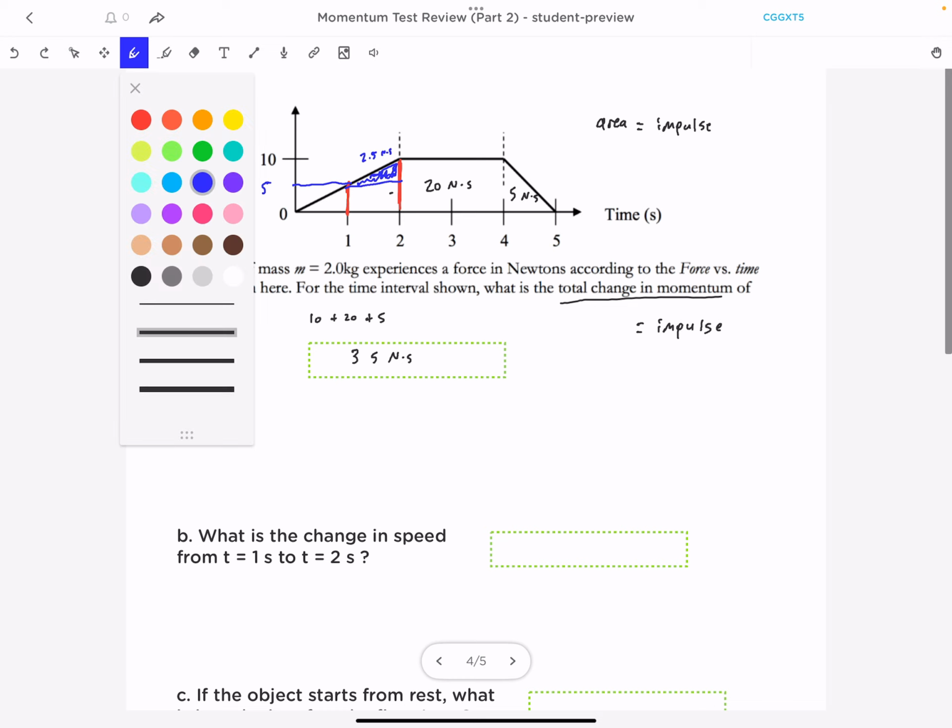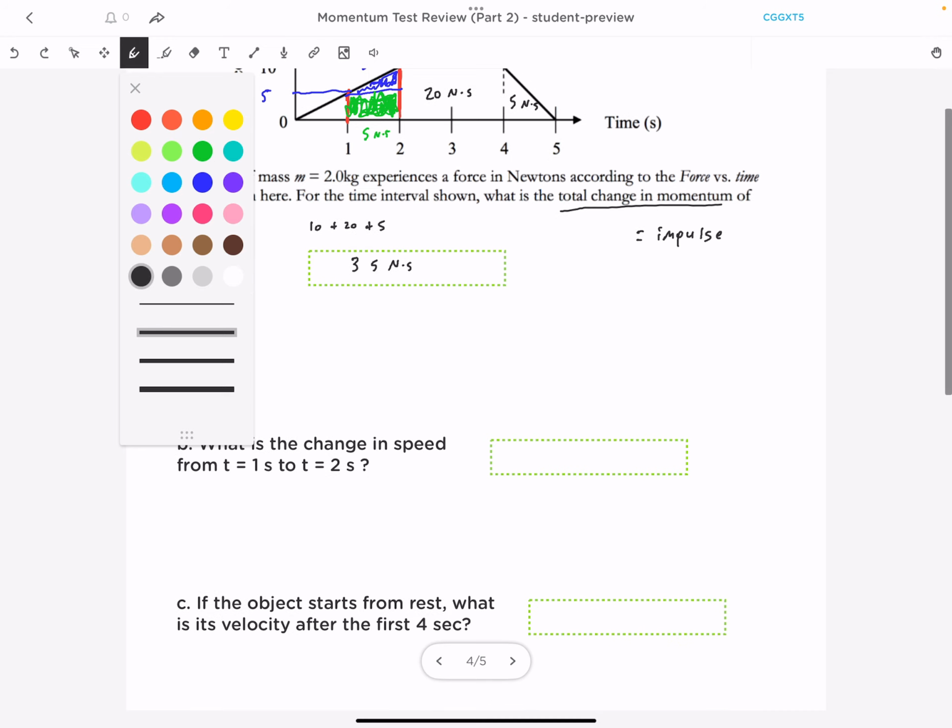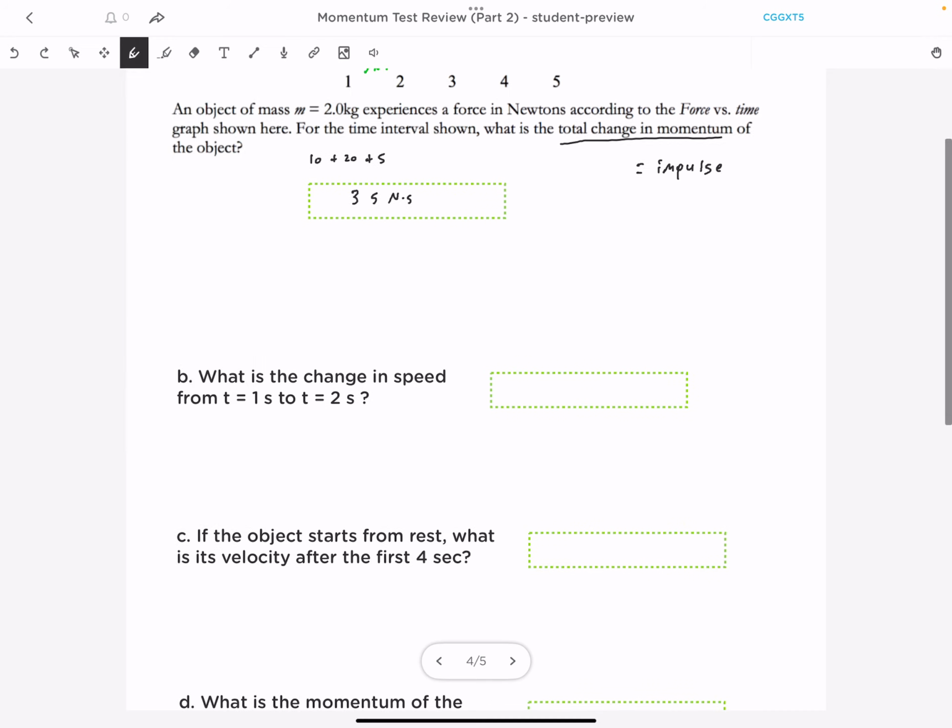And then this area, let me use a different color. This area over here is just a rectangle, right? So it has a height of 5, a base of 1. And multiply that together, we get 5 Newton seconds. All right, so here we know that the impulse, right? So the impulse from t equals 1 to t equals 2 is equal to 7.5 Newton seconds.